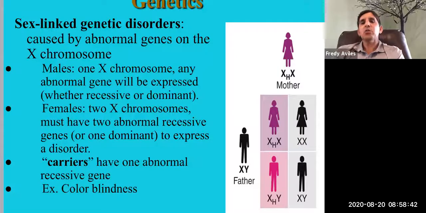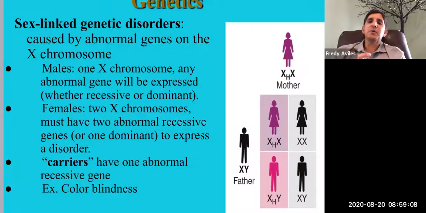Now, females have two X chromosomes. So if females get one X with an abnormal gene, with the defective gene, they will not express the disorder, okay? So a female with that recessive gene on the X chromosome will be called a carrier, okay? So they'll have the defective gene, but they will not have the disorder. They will not express it.